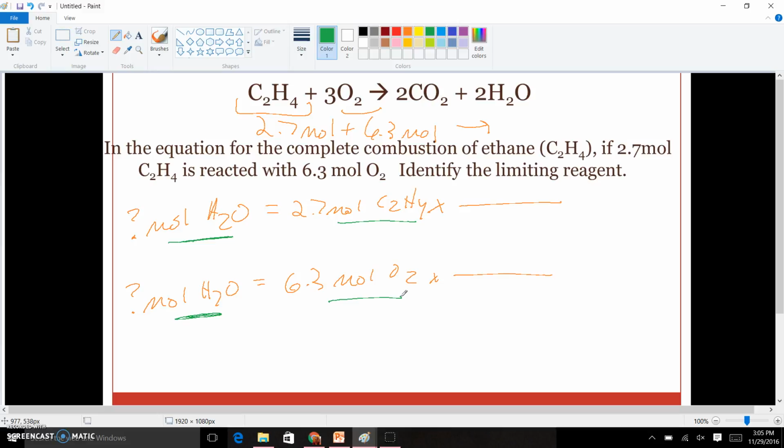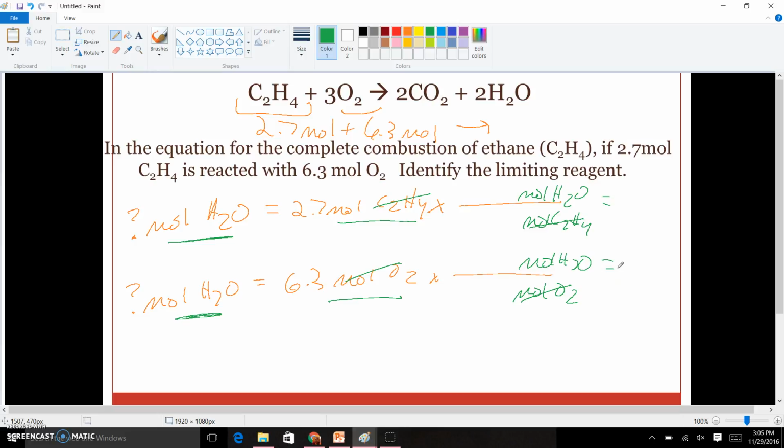Okay, so here's my problem. If I've got moles of C2H4 on top, I'll have to put moles of C2H4 on the bottom. That way they'll cancel. And I need to get into moles of H2O, so I'll put that on top. Same thing happens on the bottom here. I've got moles of oxygen on top, so I'll put moles of oxygen on the bottom. That way they'll cancel. And I want to get to moles of H2O on top.